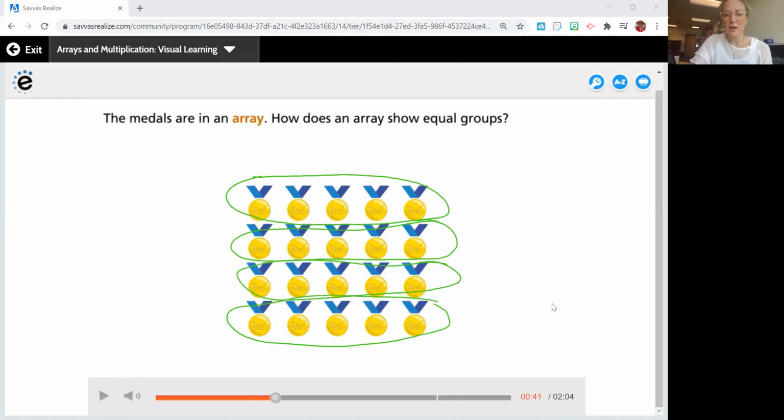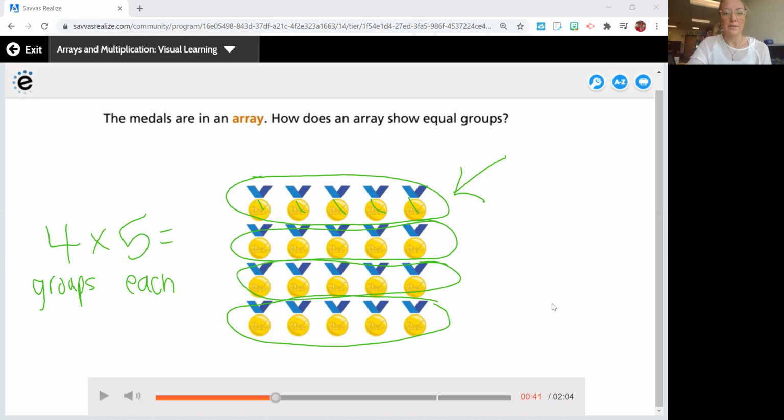Now, how many are in this first group? How many medals are in this first group? 1, 2, 3, 4, 5. There are 4 groups of 5. That's how it shows equal groups. 4 groups with 5 in each.